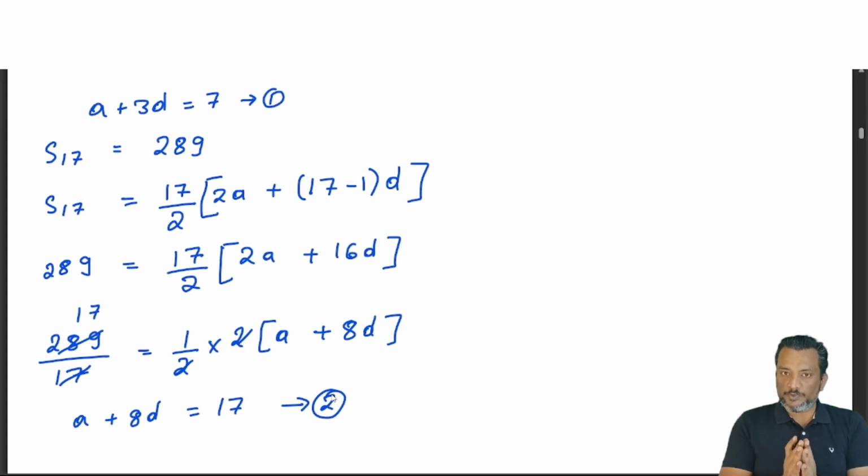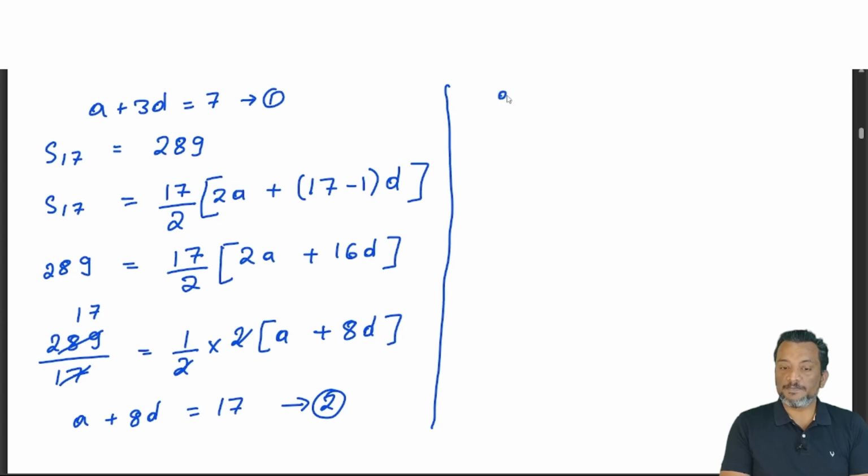So this type of question is basically a combination of arithmetic progression and pair of linear equations. Already you know how to solve a pair of linear equations by the substitution method and the elimination method. Same way you can take both the equations.